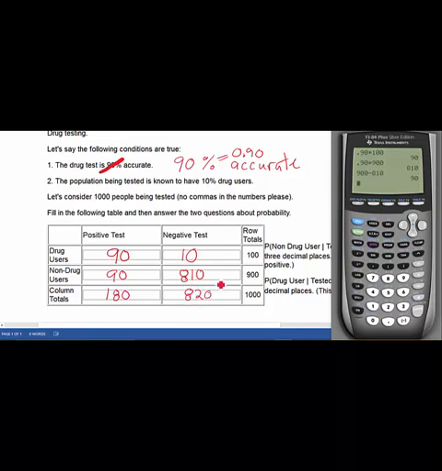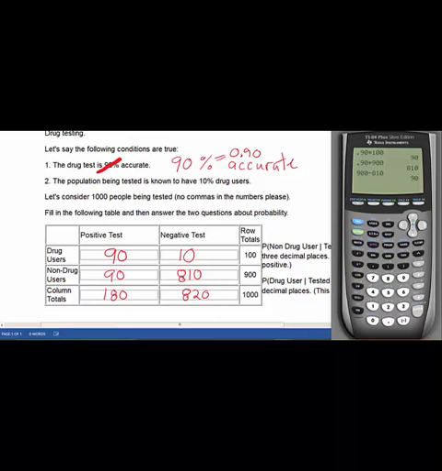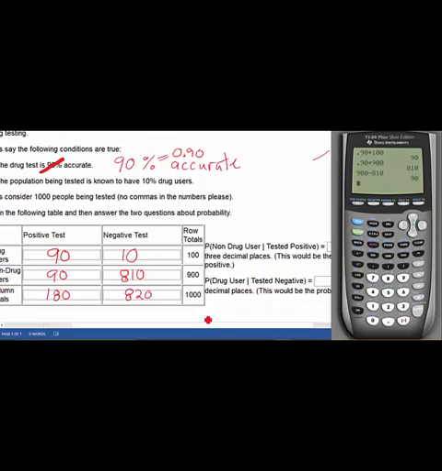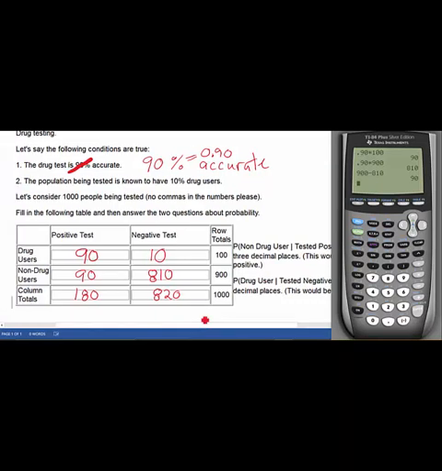Alright, so now let me see. I'm going to rearrange my page a little bit here to answer the questions on the side. So this one says, what is the probability that if you tested positive, you really were innocent, you were not a drug user? This is called a false positive. So let's take a look at the numbers I would need to use. I'm looking at all those who tested positive, so that's the first column. And I want to know the probability that it was a non-drug user. So it would be 90 out of 180. So for this first one, it'd be 90/180.